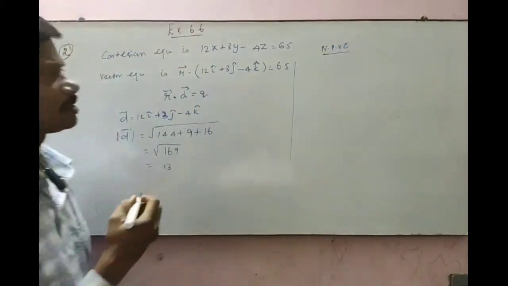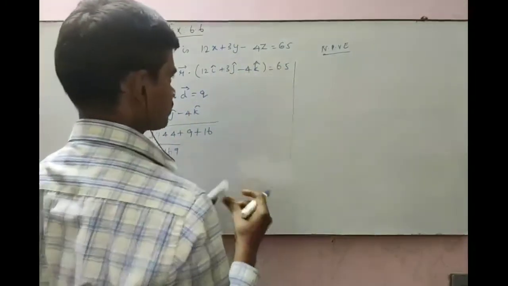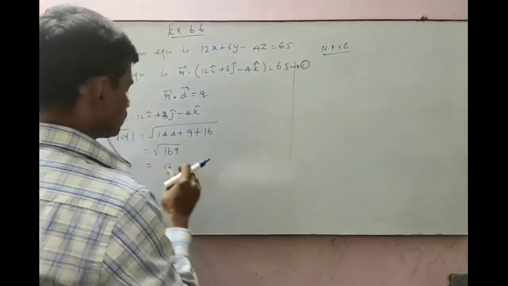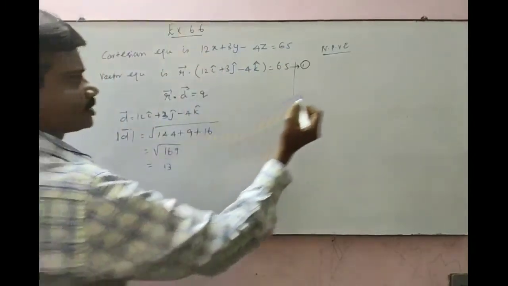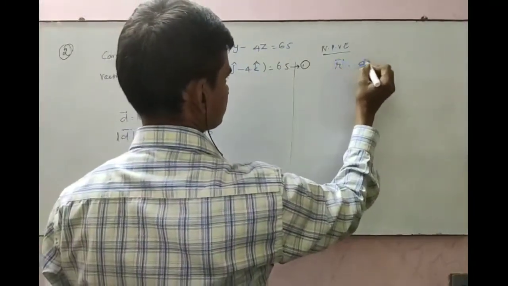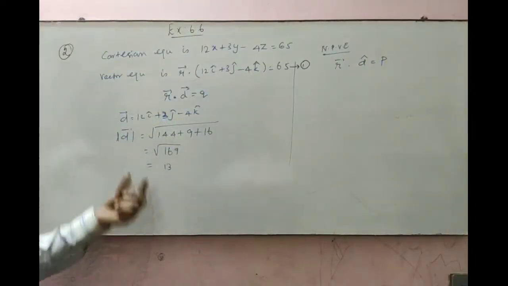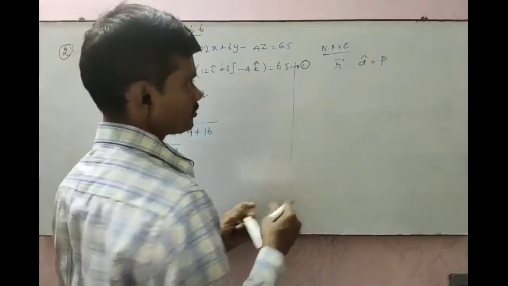So the equation of the plane we get by dividing this whole equation by 13. So keep this as equation 1. So in this equation 1, if you divide by 13 here, you will get the equation as r dot d cap equal to p. So d cap is here, and to get p, we have to divide both sides by 13.